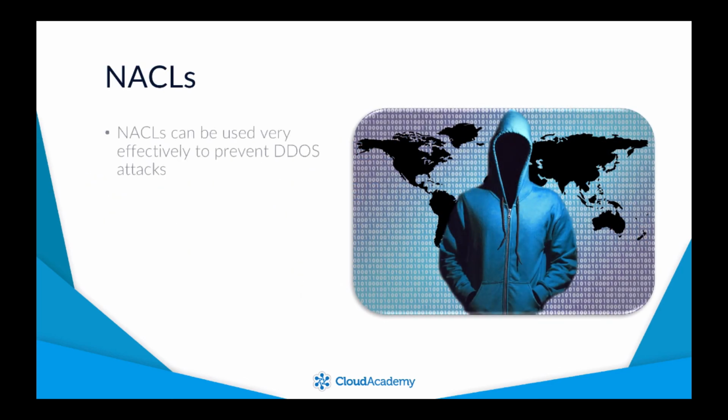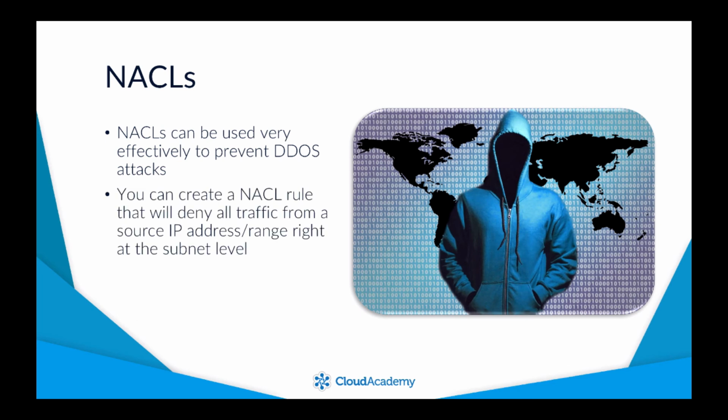I have seen NACLs used very effectively to prevent DDoS, distributed denial of service attacks. If traffic somehow manages to get past AWS's own DDoS protection undetected and you are being attacked from a single IP address, you can create a NACL rule that will deny all traffic from that source right at the subnet level, and the traffic will not be authorized to go any further.